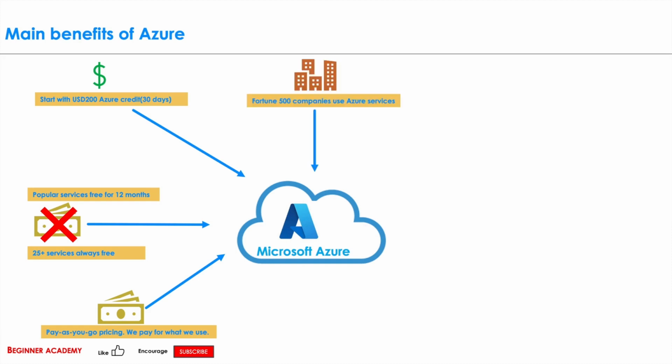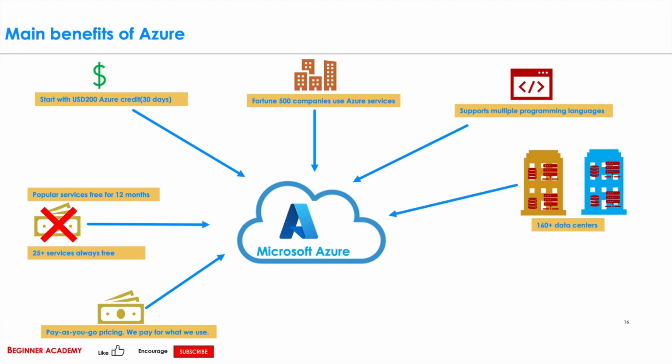Next one is Fortune 500 companies use Azure services for their day-to-day cloud computing needs. Next one is Azure supports multiple languages such as Java, Python, C#, and so on. And it is a no-brainer to use Azure over any other cloud for Microsoft related technologies such as C#, as Azure obviously gives good support for its own tech stack.